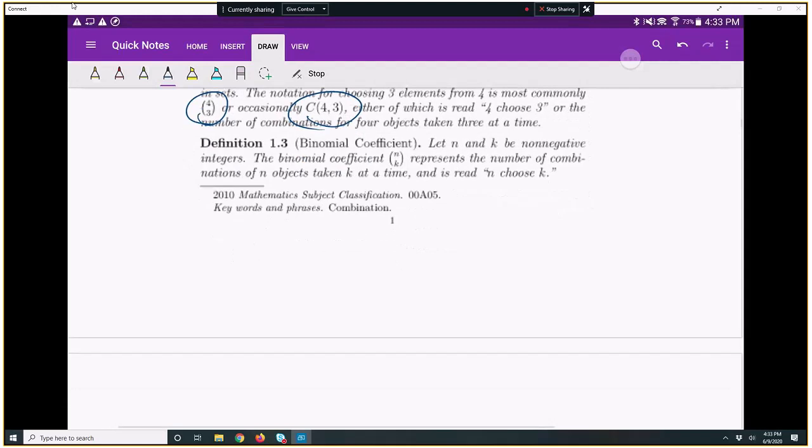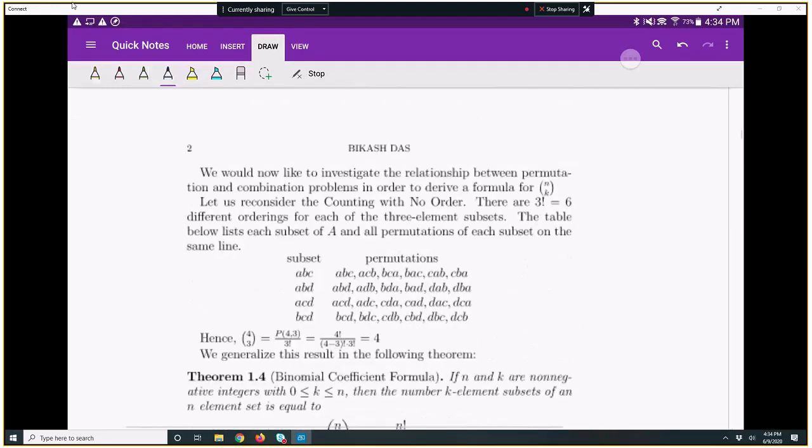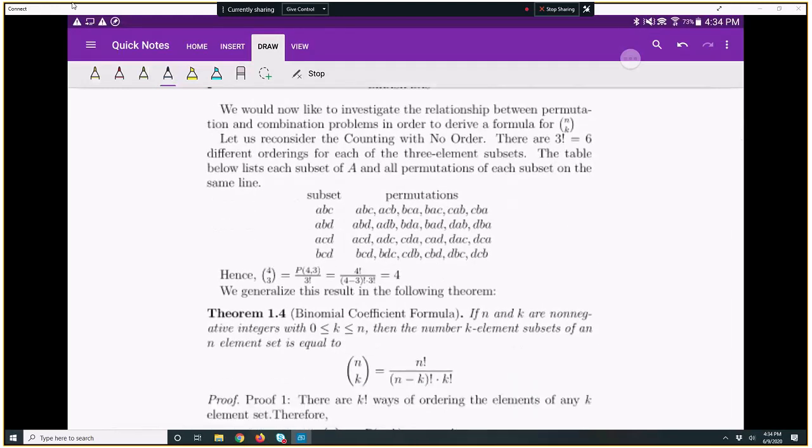Now we'll define the binomial coefficient. Let n and k be non-negative integers. Then the binomial coefficient, n choose k, represents the number of combinations of n objects taken k at a time. So one other name for the combination is the binomial coefficient, and there's a reason for that.